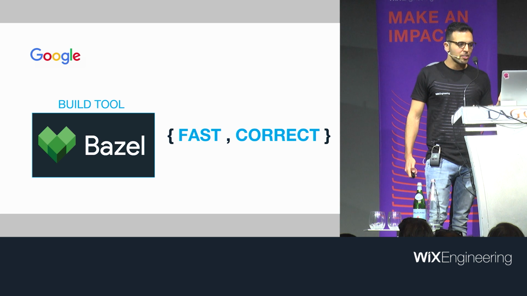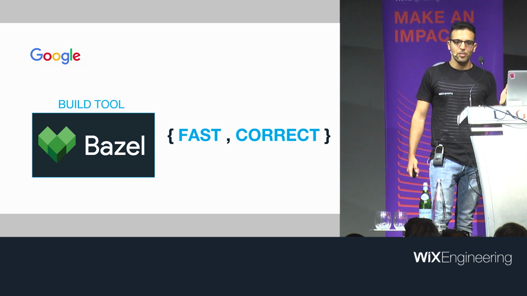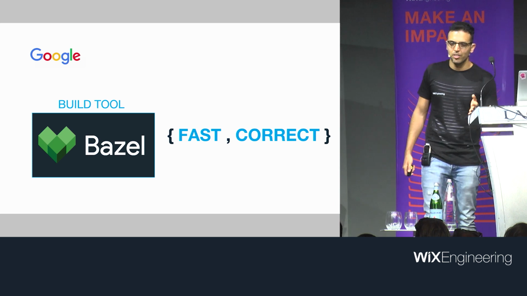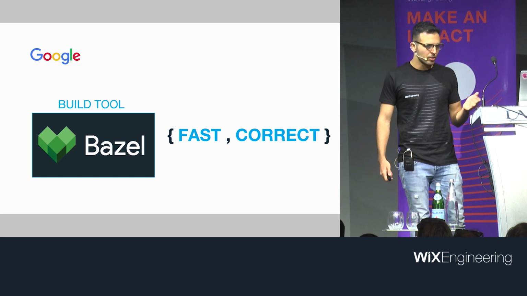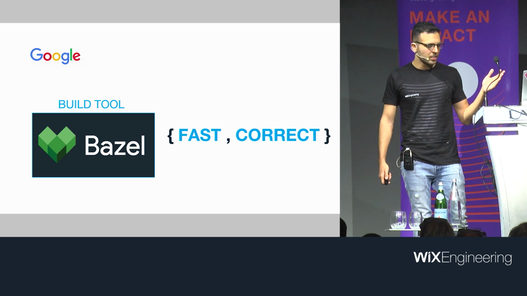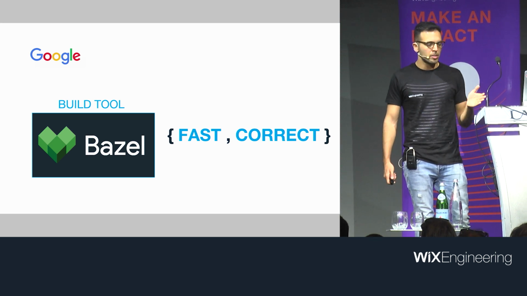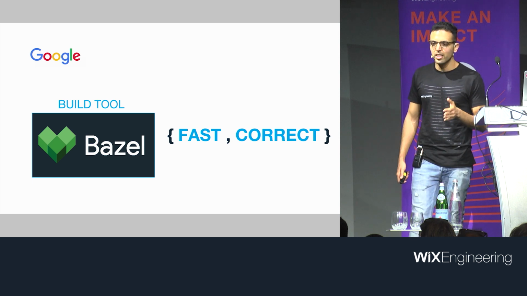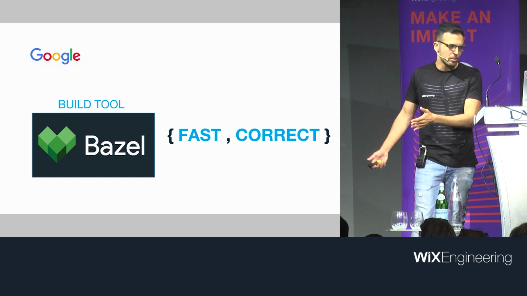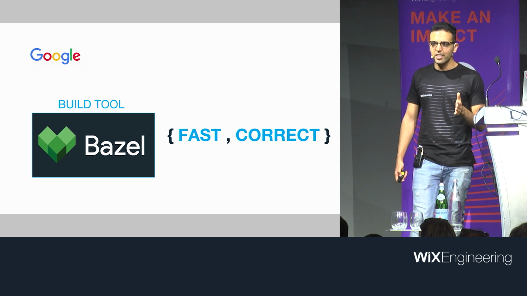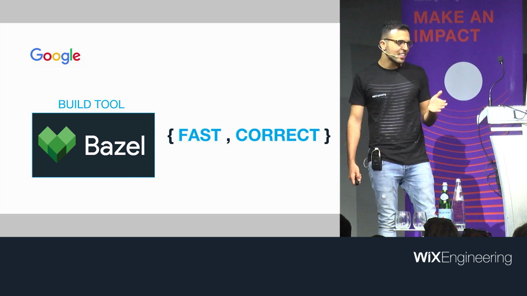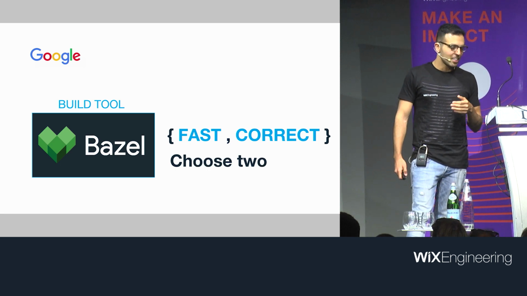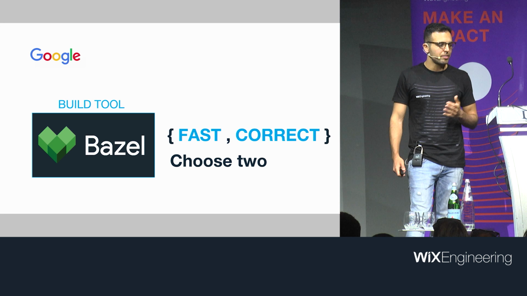So Bazel is a build tool that was an internal build tool in Google. In 2015, they decided to give it to the open source community. While other build tools in the market make you do the compromise between fast and correct, Bazel comes with the promise that it can handle hundreds and hundreds of components, like in Google, while keeping the build fast and correct. So Bazel's tagline is: fast, correct, choose two. Now I'm going to drill into the fast and correct.